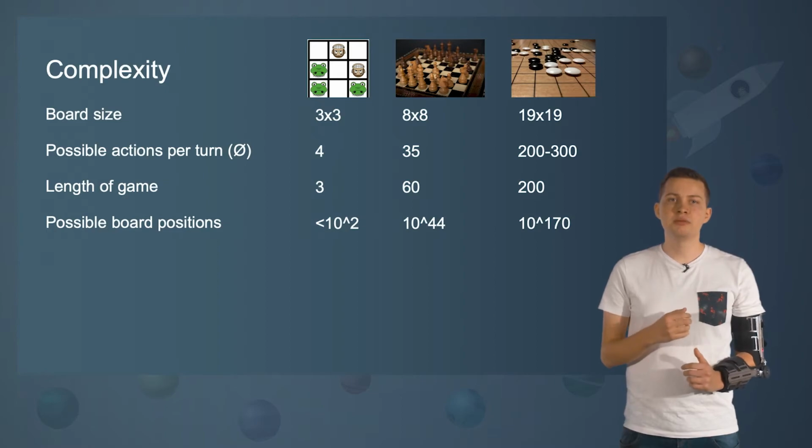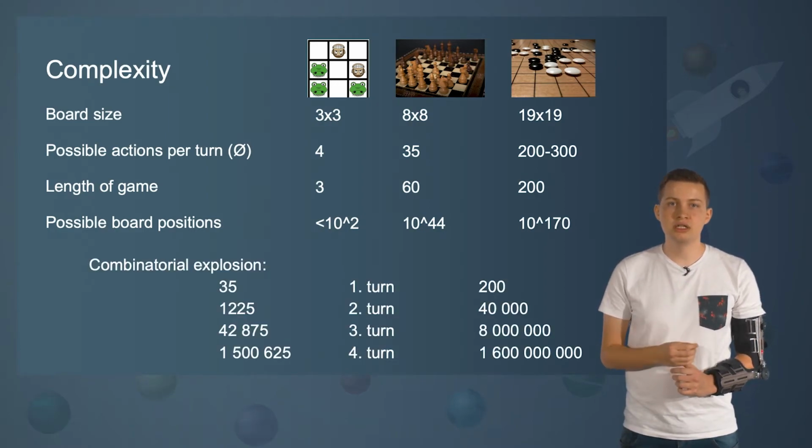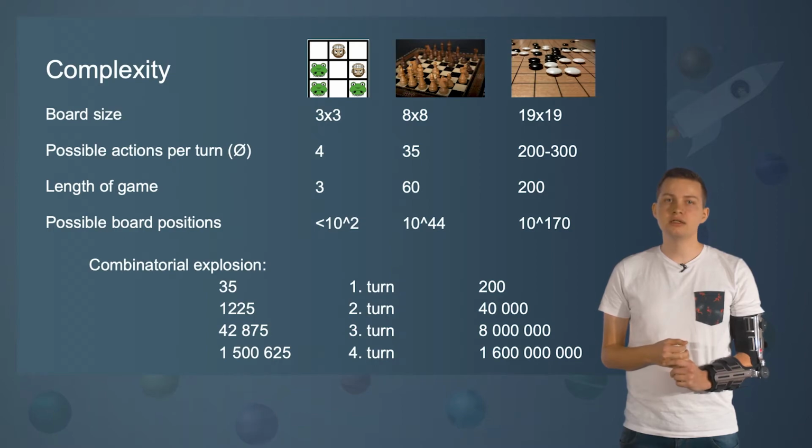If we compare the opening moves in chess and Go, we have 35 possible board positions in chess and already 200 in Go after just one turn. With the next turn, we already have around 200 times 200 possible board positions in Go, and that with a game length of up to 200 turns. We call this phenomenon a combinatorial explosion. The huge amount of board positions makes it impossible to pre-calculate and evaluate all those states. That's why AlphaGo used machine learning.